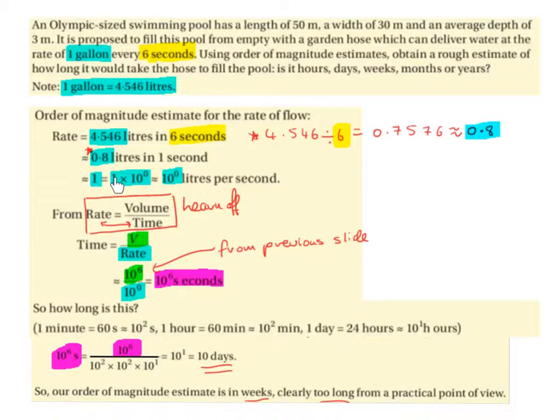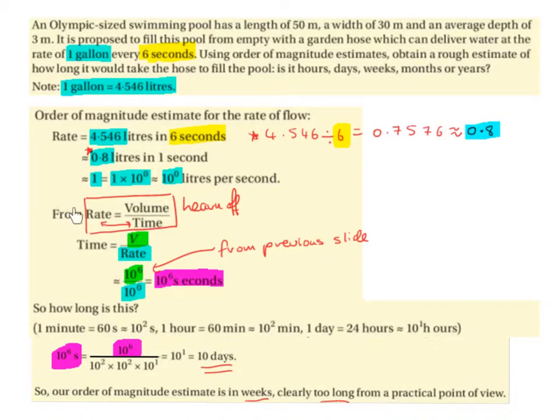And 1 is the same thing as 1 times 10 to the power 0, since 10 to the power 0 is really 1. That's really 1 times 1, which is 1. And this rounds off to 10 to the power 0. And it's 10 to the power 0 litres per second.